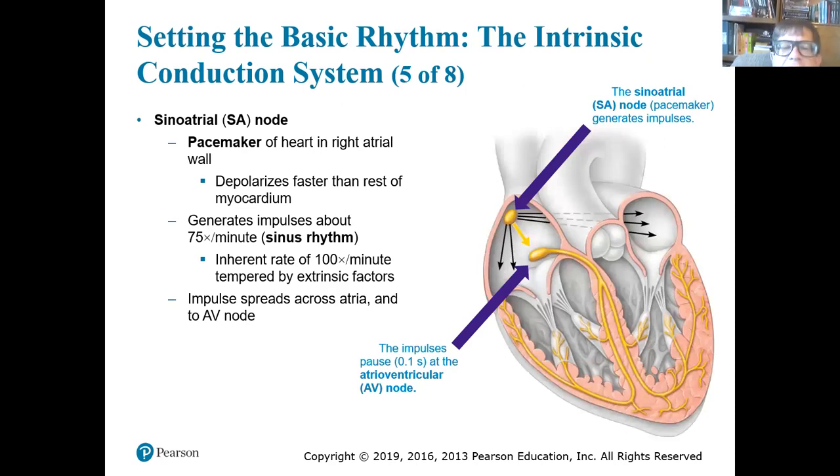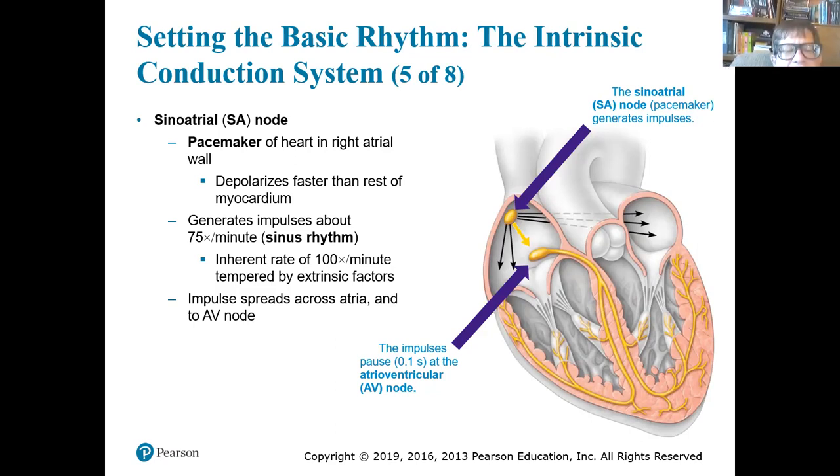We have the two pacemakers. We have the SA node. That's the primary pacemaker. It's in the upper right atrium, and it depolarizes faster than the rest of the muscle cells in the heart. And if it's left to its own devices, if you're not sending it signals to slow it down, it would try to make the heart beat about 100 times a minute. That's too fast. So we actually are sending signals from the body, mostly the vagus nerve, slowing it down to 75 times a minute on average.